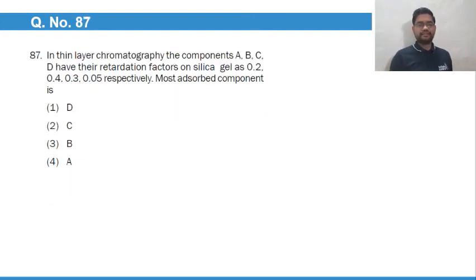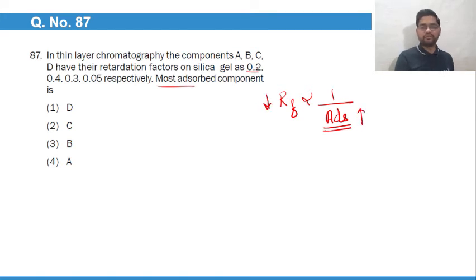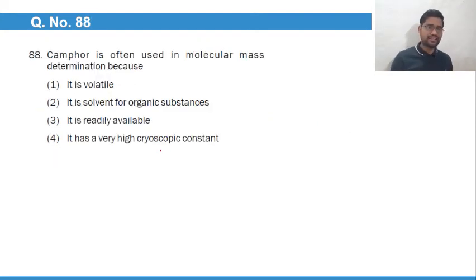Talking about 87, in thin layer chromatography, the components A, B, C, D have their retardation factor on silica gel as given, respectively. Most adsorbed. See, retardation factor is inversely proportional to adsorption. So most adsorbed means least value. Out of 0.2, 0.4, 0.3, 0.05, 0.05 is the smallest value and that belongs to D, so that is option number 1. So for 87, I'll go with option number 1.